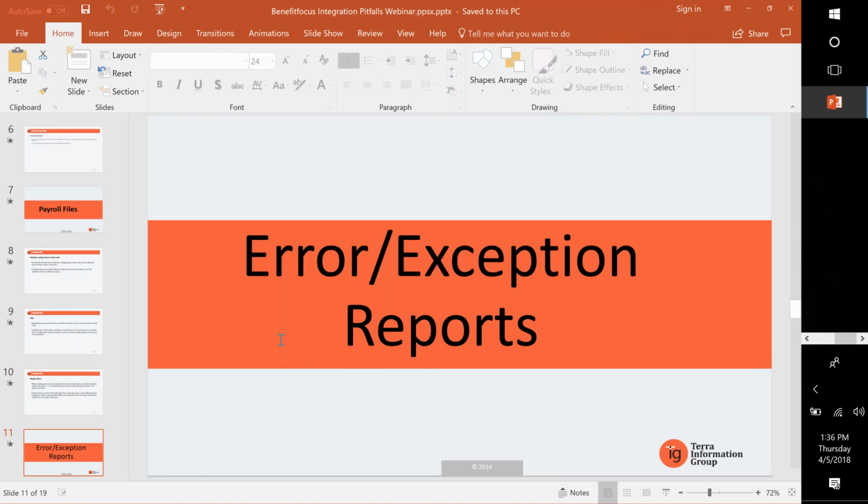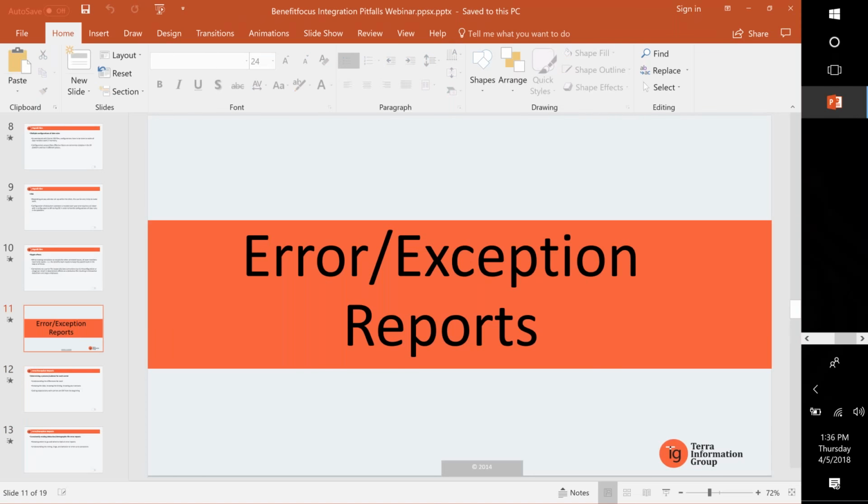One of the big things, and this is going to relate to both carrier and payroll files, is going to be the error reports and the exception reports that you get from Benefit Focus. I'm sure that every single person on this call has had experience with an exception report or an error report, because data makes the world go round, and it didn't even have to be with Benefit Focus. I'm sure you've seen one of these. Making the platform work is dependent 100% on these being checked, corrected, and monitored consistently.